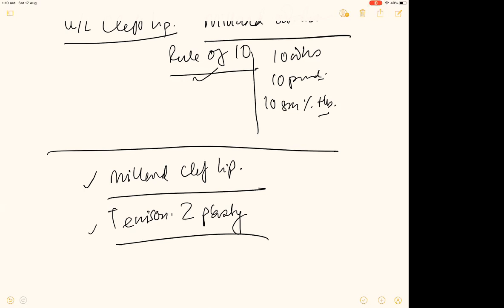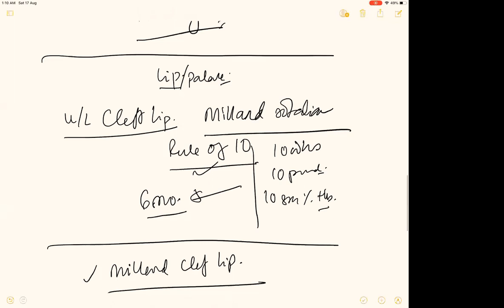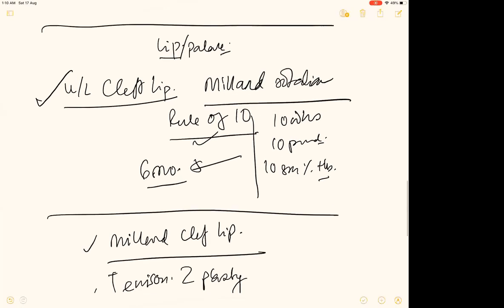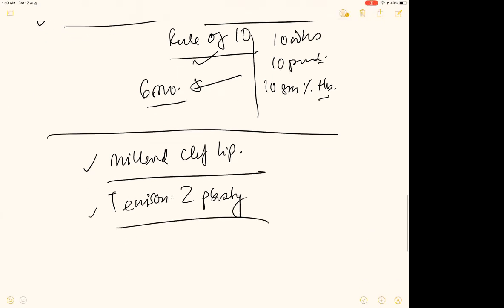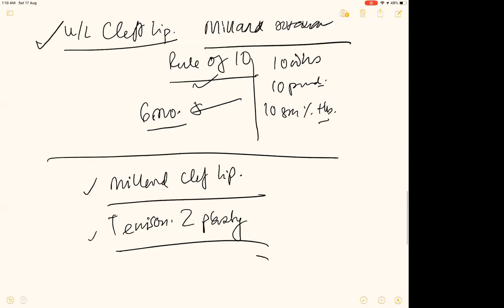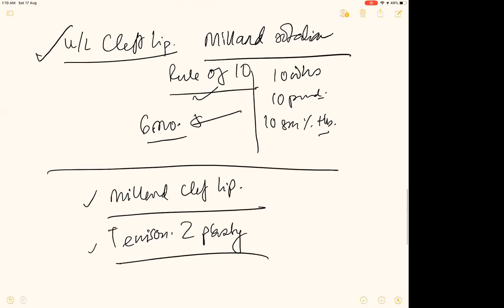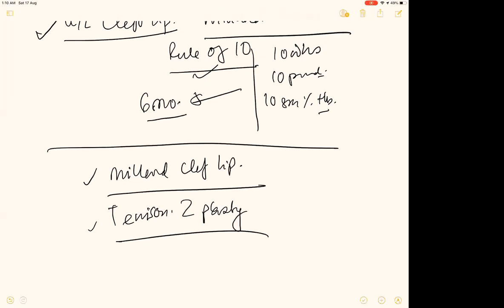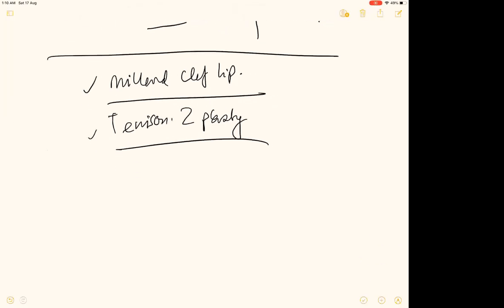Now the last question is when should we go for surgery? The ideal age is approximately 6 months, not weeks, not years. So please remember that by 6 months you should do that. So more or less we have talked about a cleft lip, Millard's rotation and then Millard's advancement. That is done, and this is the management of a unilateral cleft lip.